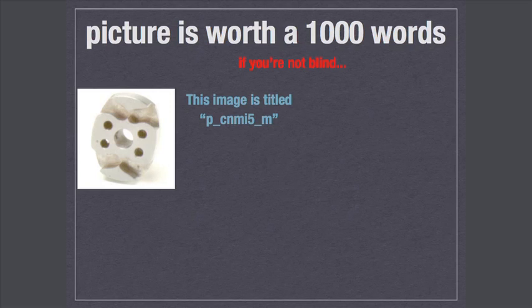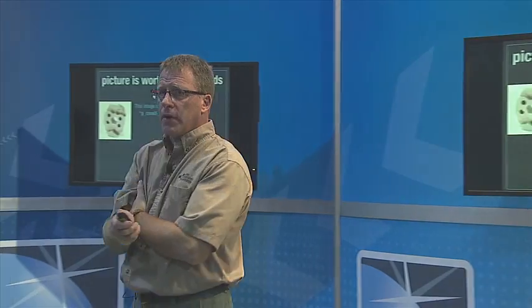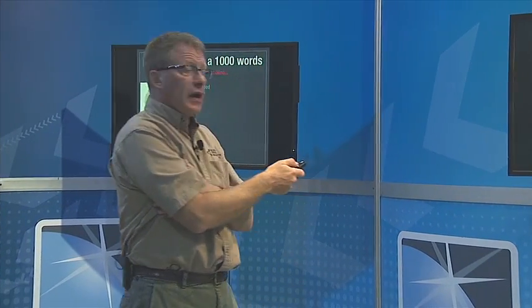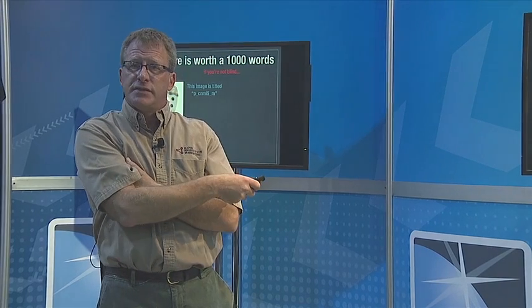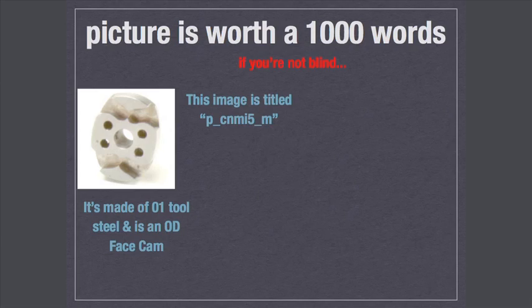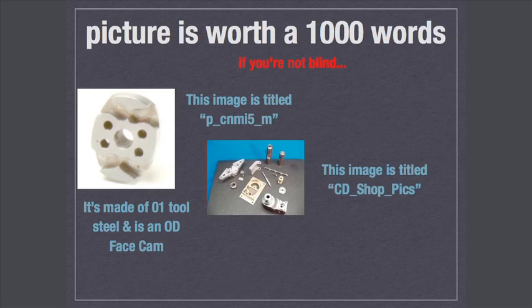Here's what the image is called. So is the robot going to be able to find a PCNMI 5_M? Probably not. It's going to want to know about the text that accompanies this, but that's not the name of this image. This is made of 01 tool steel, and it's an OD face cam. It should be named 01 tool steel OD face cam, but it's not.